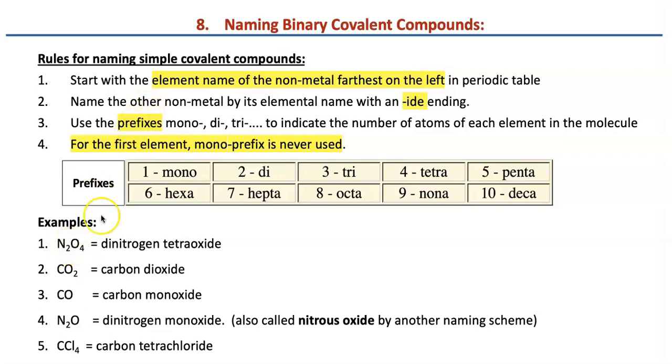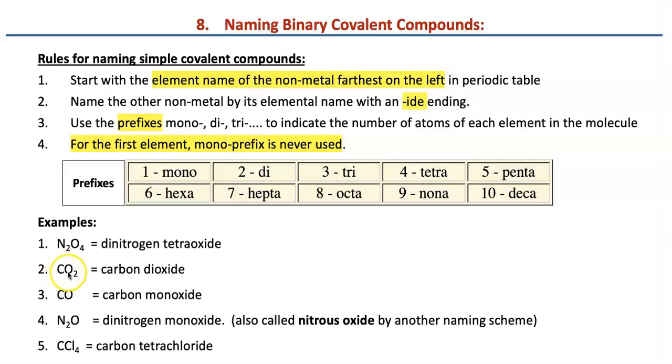And then you use prefixes to say how many there are. So here are mono, di, tri, tetra, penta, hexa, hepta, octa, nona, and deca. You do not use mono for the first element ever. We just ignore it. You can use mono for the second one. So here as an example, this is dinitrogen. You start with the prefix, tetraoxide, dinitrogen tetraoxide. We don't say mono.